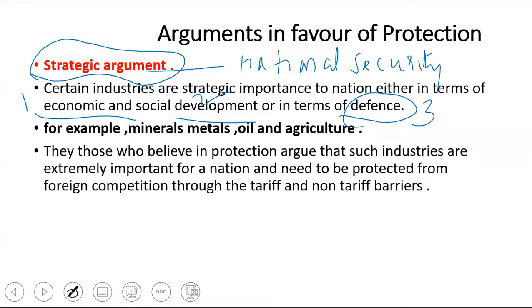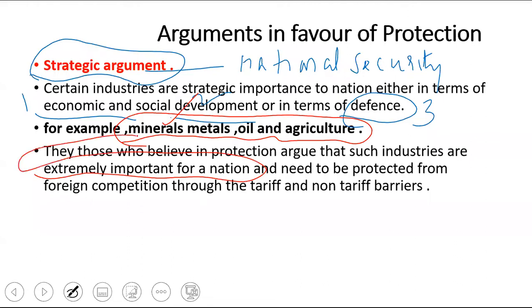For example, mineral, metal, oil, agriculture. ये देखो. Minerals, we have to be careful. Metals, oil, all these things we have to protect. So these are very, very strategically important to the country. Those who believe in protection argue that such industries are extremely important to the nation. Dekho. These industries are extremely important to the nation, so they need to be protected from foreign competition.